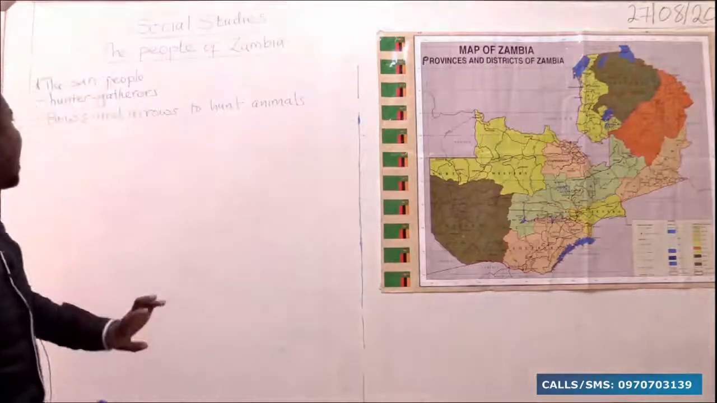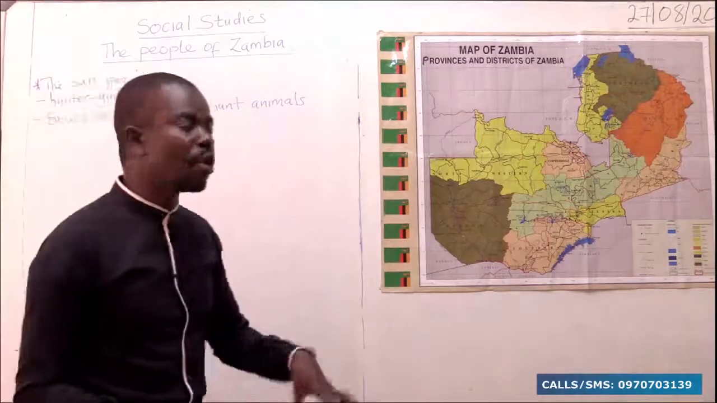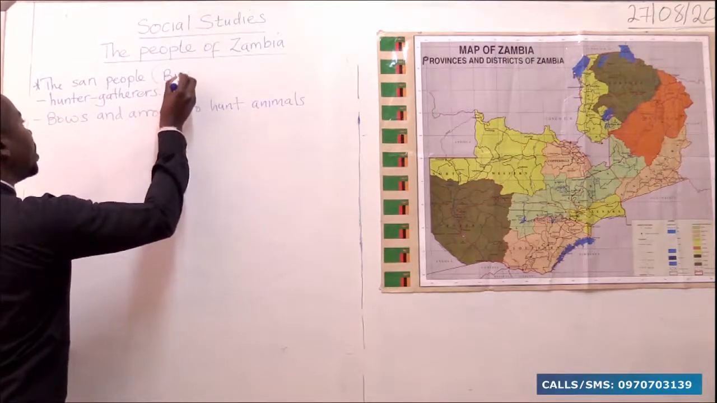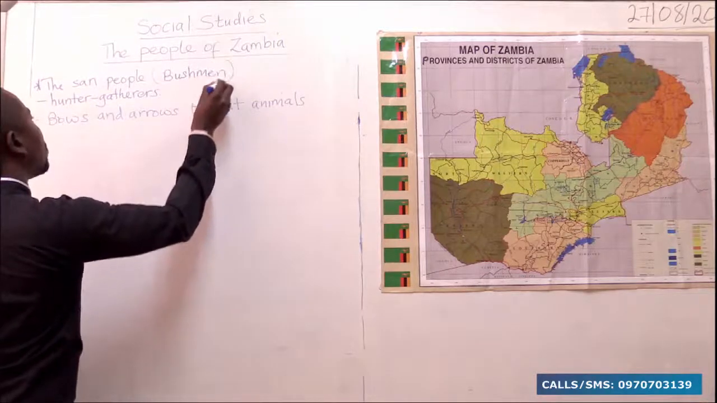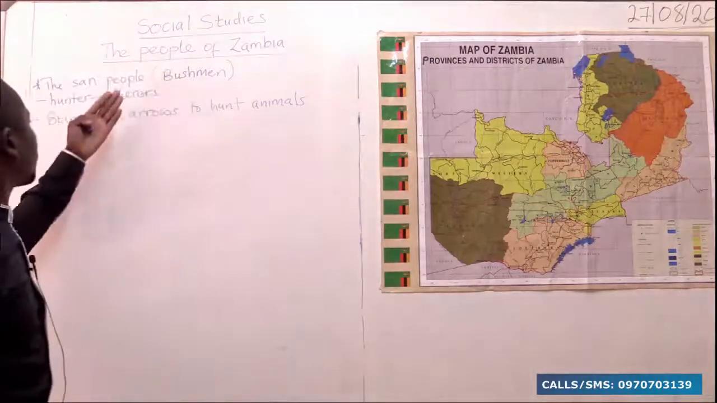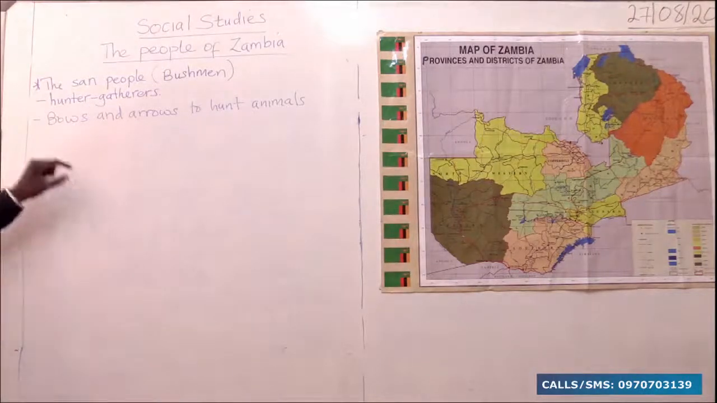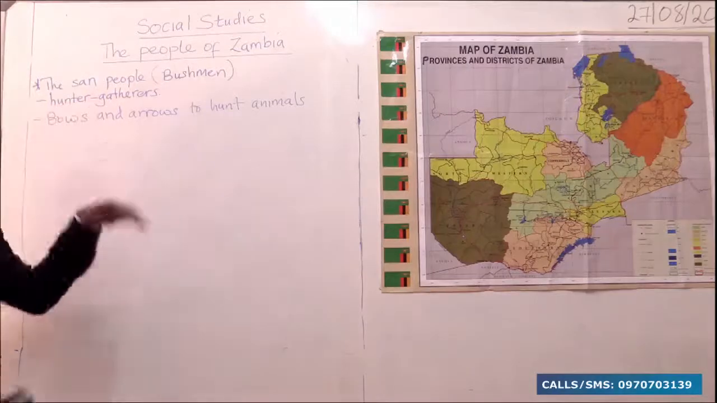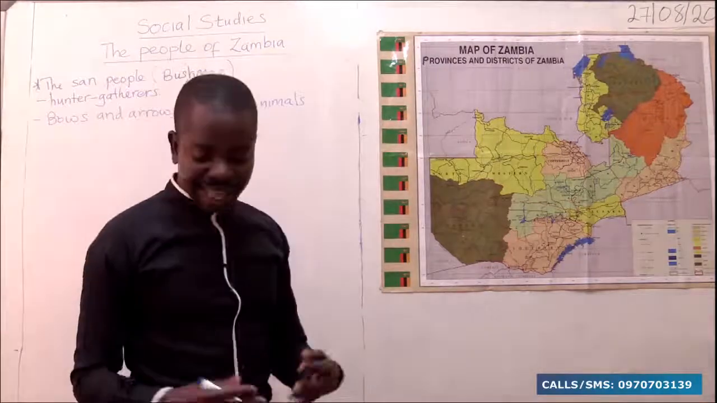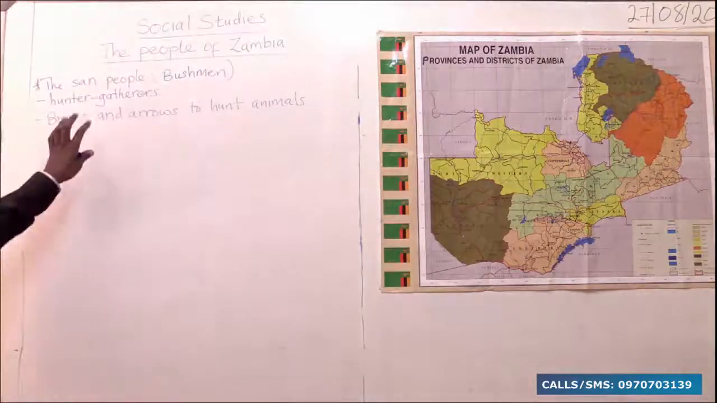Okay, boys and girls, so I said that the San people were short people, and the other name for the San people is Bushmen. They used to gather wild fruits and vegetables in order for them to eat. They also used bows and arrows in order for them to hunt animals. That's how the Bushmen lived in Zambia.